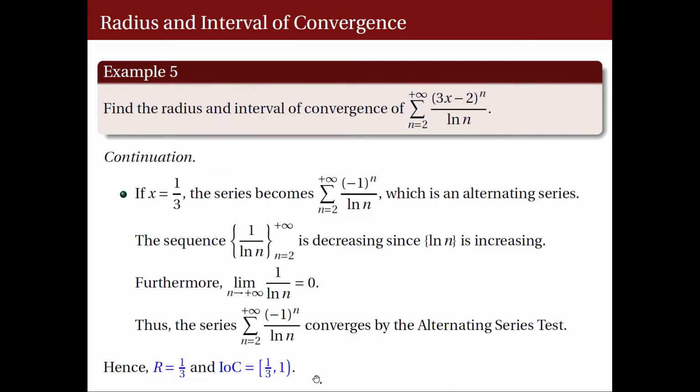Going back to the original power series, since the power series converges when x is between 1/3 and 1 and x is equal to 1/3, the interval of convergence is equal to this interval. The radius of convergence can be obtained by taking the difference of the endpoint and the center of the power series. Hence, the radius of convergence is equal to 1 minus 2/3, which is equal to 1/3.